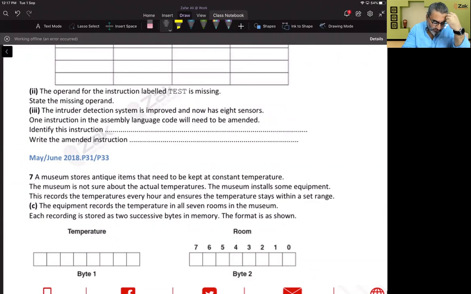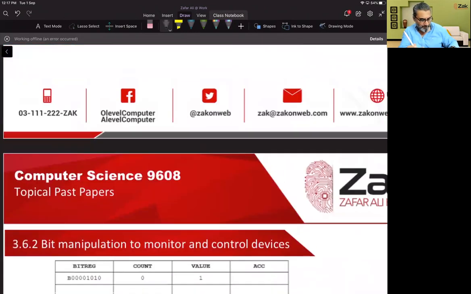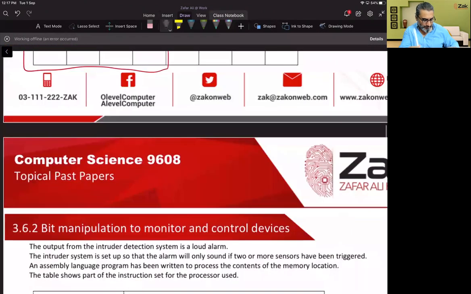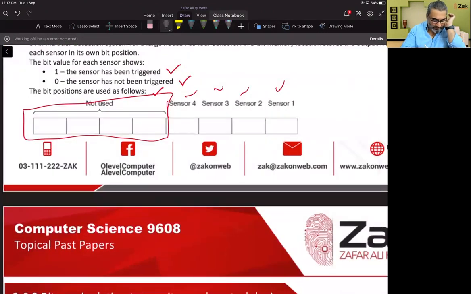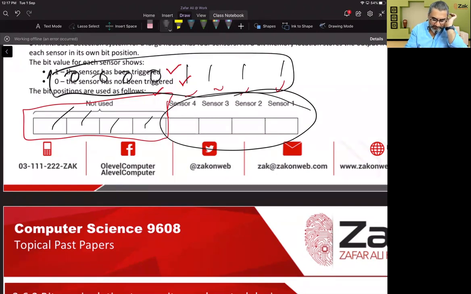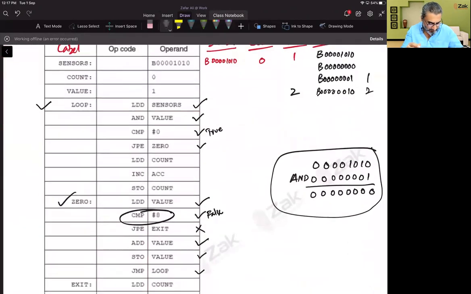Number 3, the intruder detection system is improved and now has 8 sensors. If you do remember, over here they said that 4 of the bits were empty. All right, so the number that we were using was this and this. Now, if these are 8 registers, it means that this would be sensor 5, 6, 7, and 8. This is what they mean.